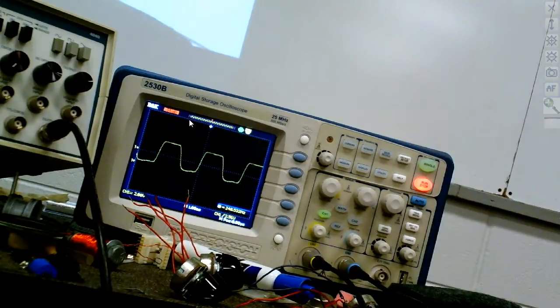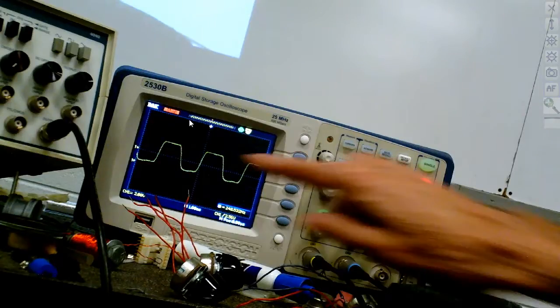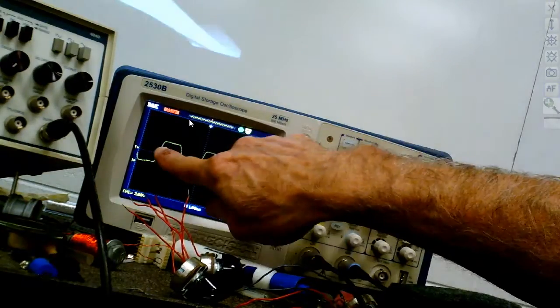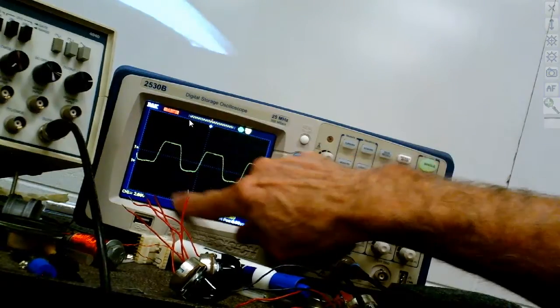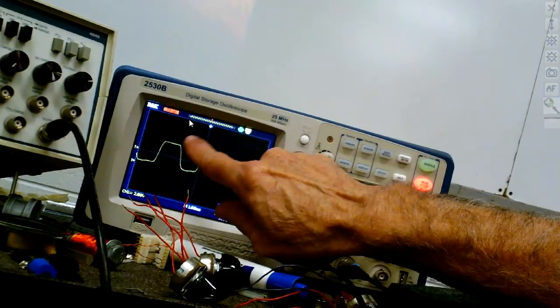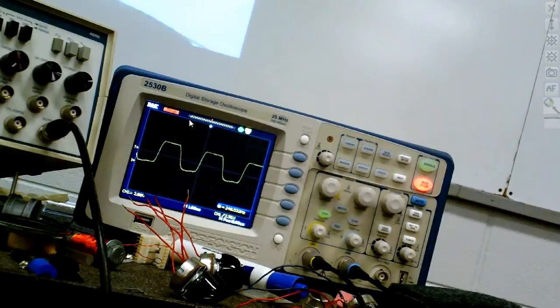So how fast is my motor going? I've got it on 1 millisecond per division. We're looking at one pulse. This would be one of those little holes right here. That's 1 millisecond per division, so that's 1, 2, 3, 4, 5 milliseconds per pulse. But unfortunately, that's not the speed we want.